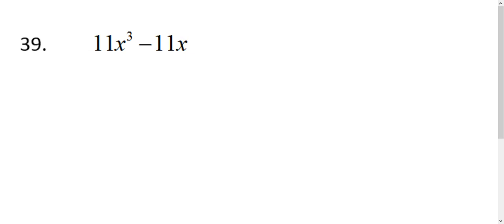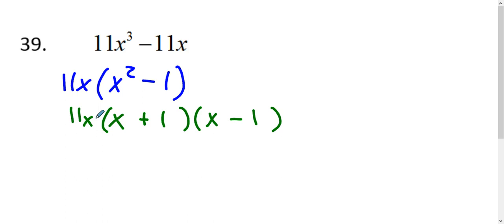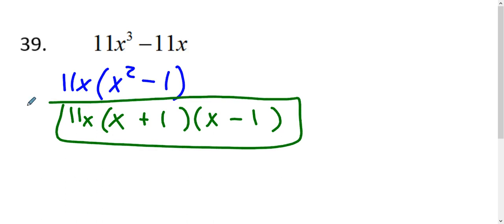Again, always start with a GCF. So 11 and x can be factored out, 11x. In the front, we'd get an x squared left over, minus 11x divided by 11x is 1. Now we have 2 terms. X squared is a perfect square, 1's a perfect square, so that's going to our 2 parentheses. It's minus in the middle, so they're conjugates. X plus 1, x minus 1, with 11x in the front.